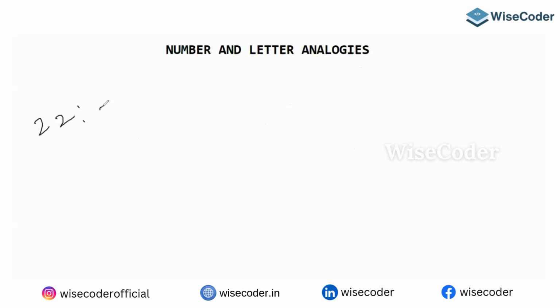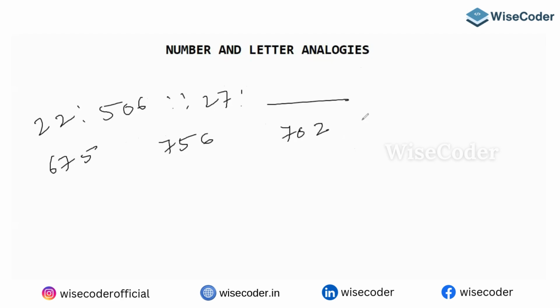22, 506, 27, dash. Your options are 675, 756, 702, 783, 800.